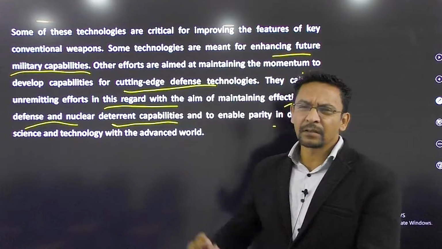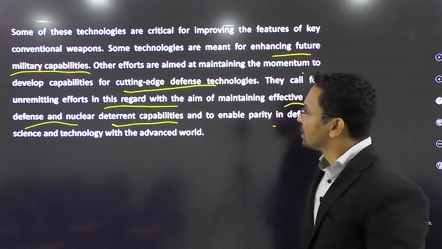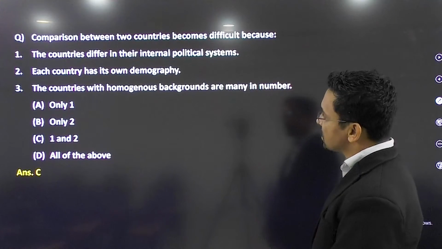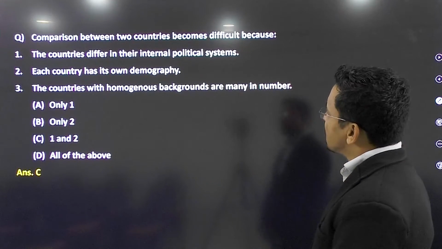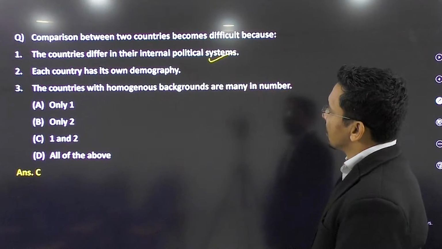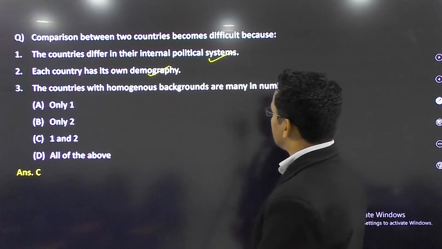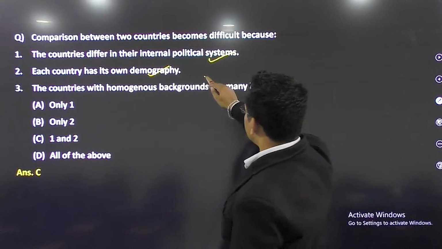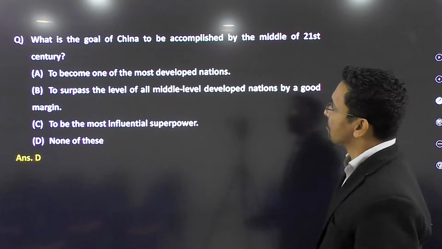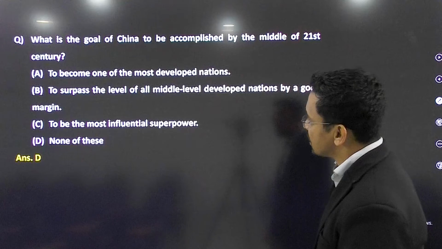तो एक तरह से वो साइंस एंड टेक्नोलॉजी को हर स्फेयर में यूज करना चाहते हैं ताकि वो बहुत मजबूत हो जाए. Comparison between two countries becomes difficult because the countries differ in their internal political systems. ये तो कहा है उन्होंने. Okay. Each country has its own demography. ये भी कहा है. The countries with homogeneous backgrounds are many in number. ये नहीं कहा है. So 1 and 2 होना चाहिए. Option C. Pretty easy.